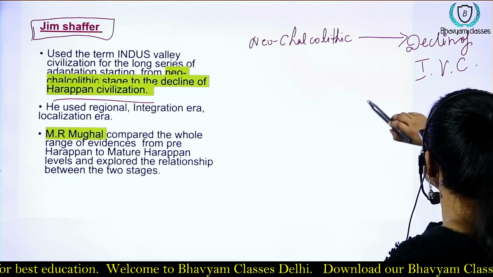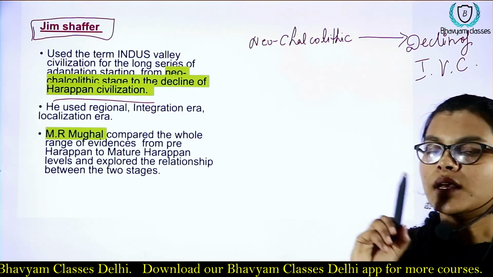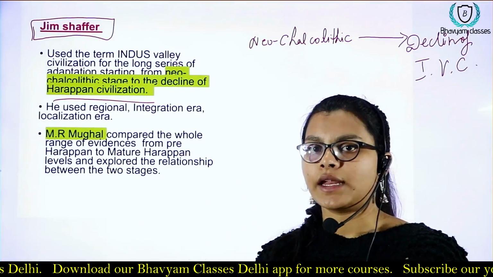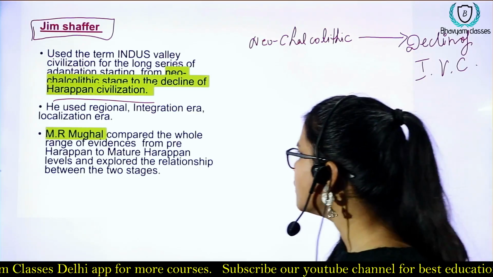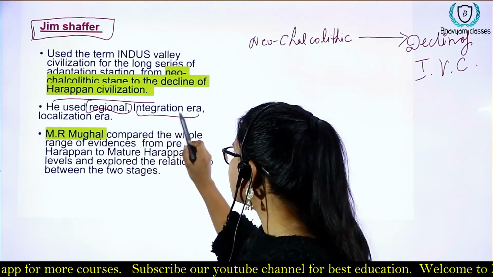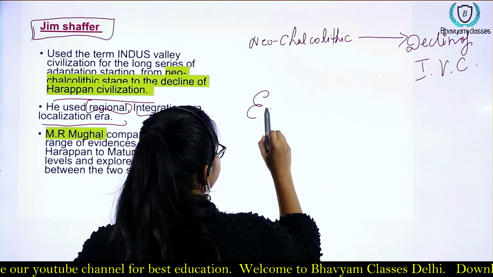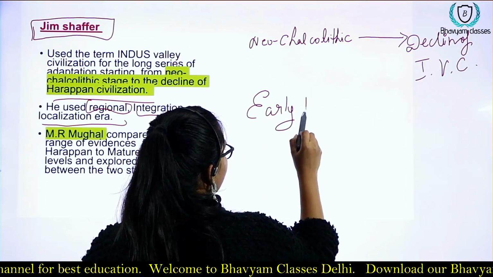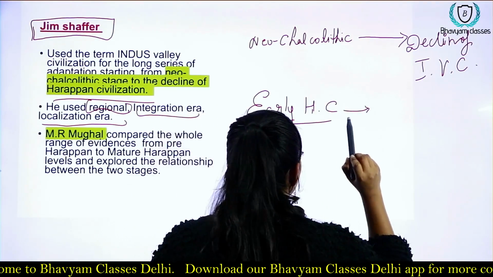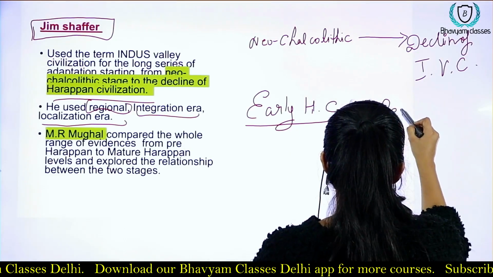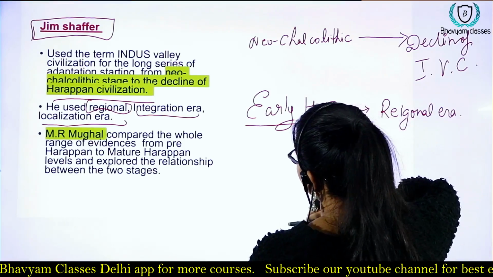Fine. So he says that the Indus Valley civilization stands for the period from the Neo-Chalcolithic age to the decline of the Indus Valley civilization. Then he referred to three words: the regional era, integrational era, and localization era. He used the early Harappan phase or early Harappan culture. For early Harappan culture, he used the word regional era.